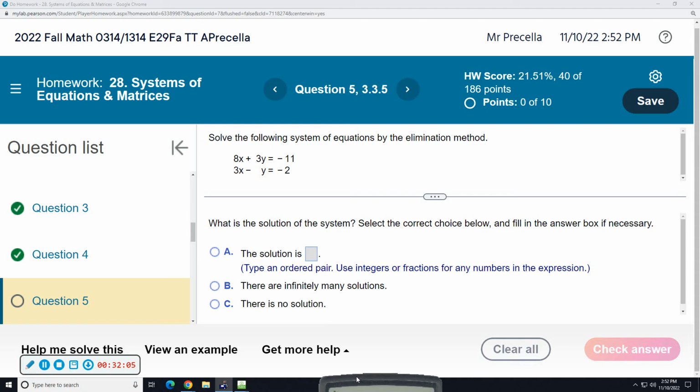Number 5. Same instructions. We're using elimination. 8x plus 3y equals negative 11. And then the other equation is 3x minus y equals negative 6. I thought you were, for some reason, adding 8x and 3x, and I was like, why is that negative 11? No. Not an x. Okay, let's switch.